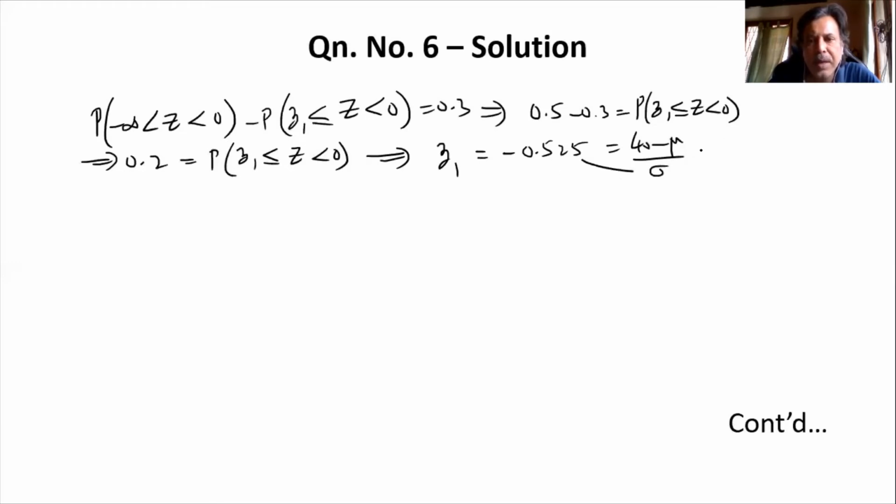So by cross multiplication, we will have negative 0.525 sigma is equal to 40 minus mu. Let me call this equation 1.